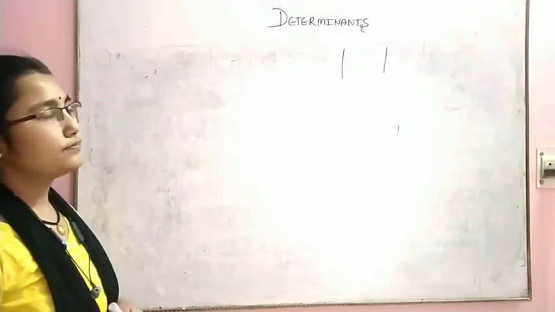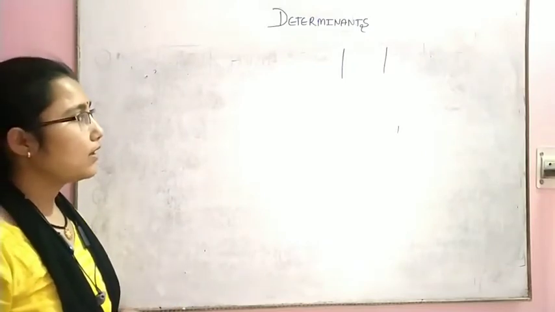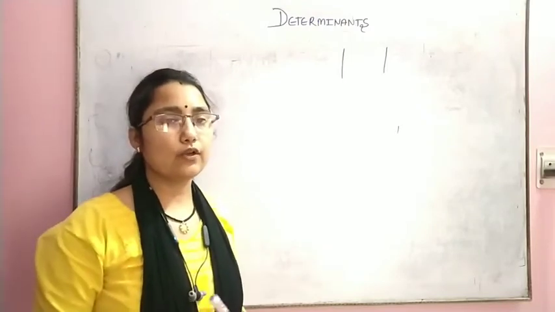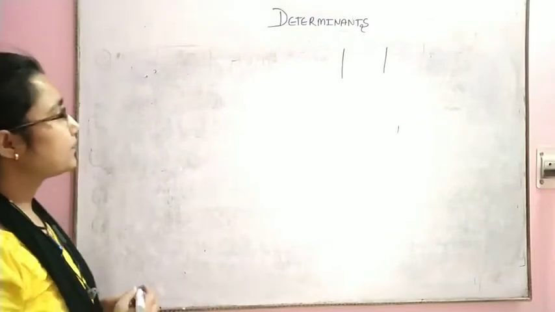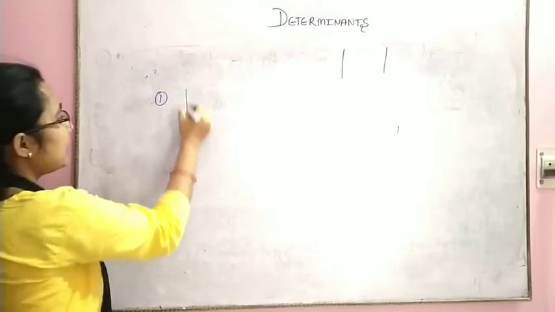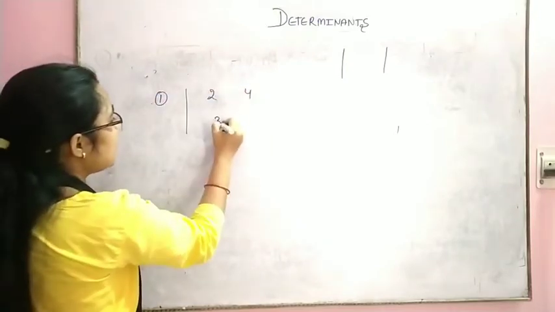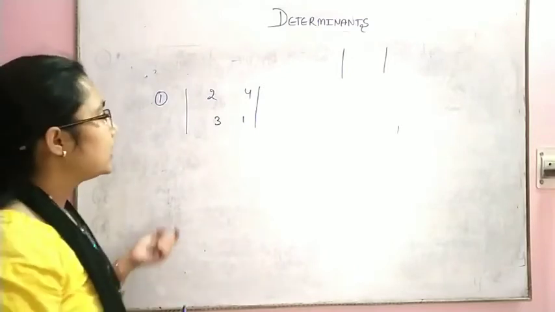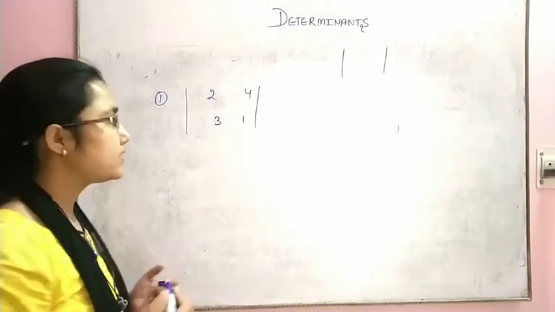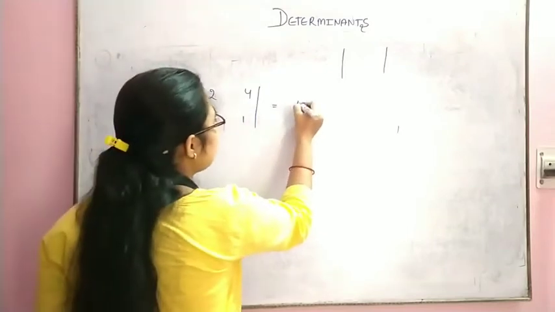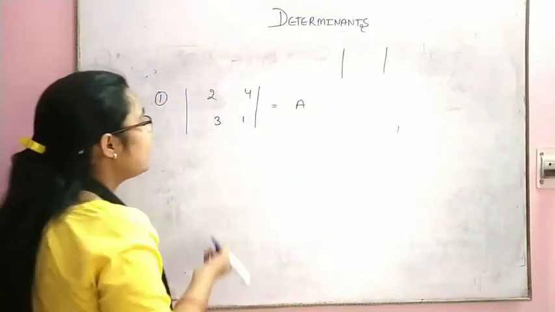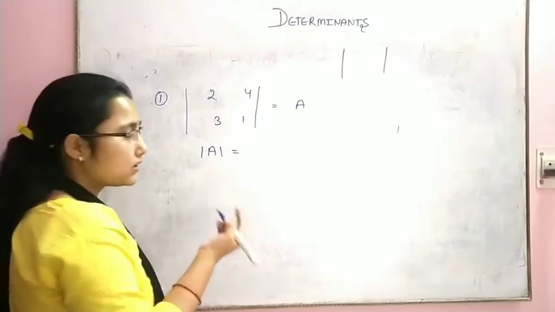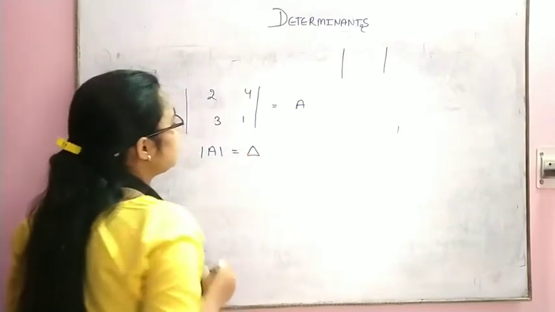So first of all, we will start from the topic: how to find out the value of any determinant. We have a first question like 2, 4, 3, 1 and we have to find out the value of this determinant. Determinant is also represented by a capital letter like A. We have to find out the value of determinant A. We can express the value of determinant by a triangle.